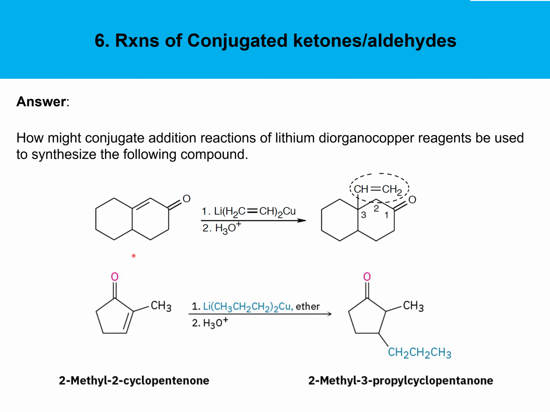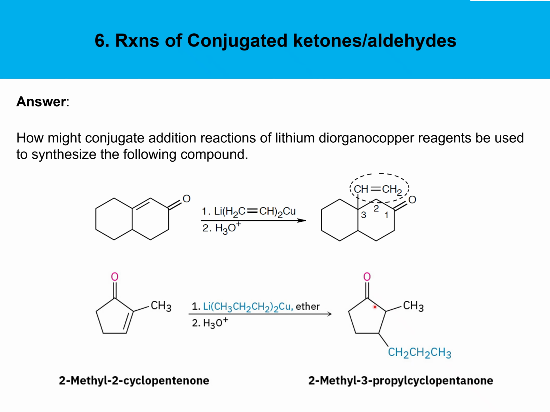So using this alpha beta unsaturated ketone and this cuprate, we can make the product that is part of the question. In the other example, we started with this compound and using a Gilman reagent, again, we will be doing an addition to the beta carbon of the ketone.